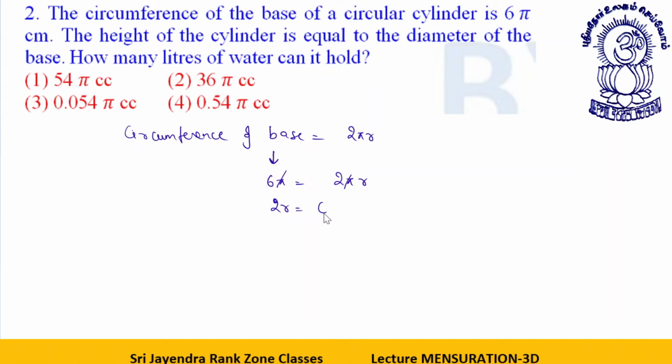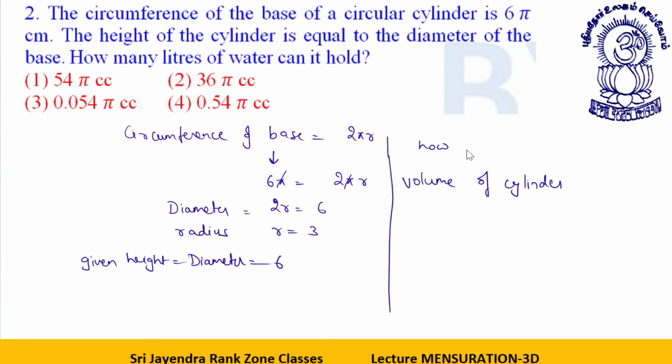So you have radius is equal to 3, diameter is equal to 6, and height of the cylinder is equal to the diameter. Given, height is equal to diameter is equal to 6. Clear? Now what do you require? You require volume of cylinder. How much water can it hold? How many liters of water? For that you require volume of cylinder.